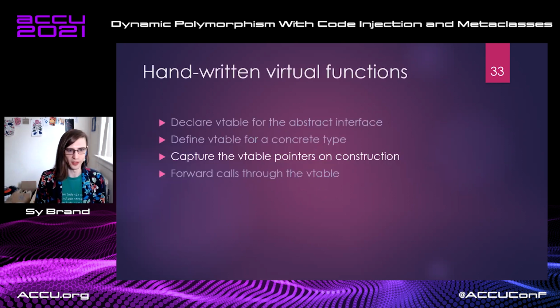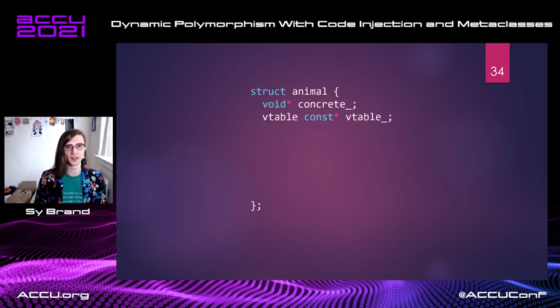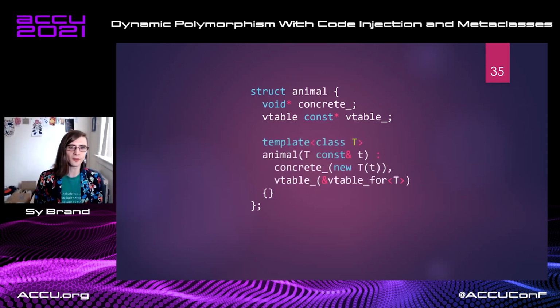So now here's how we actually do that capturing. We have our animal type, which is going to store a void pointer to our concrete type, and then we have a pointer to our vtable. Now in our constructor for an animal, we're going to dynamically allocate a copy of the t which we're passed in, and then we're going to capture a pointer to the vtable for that type.